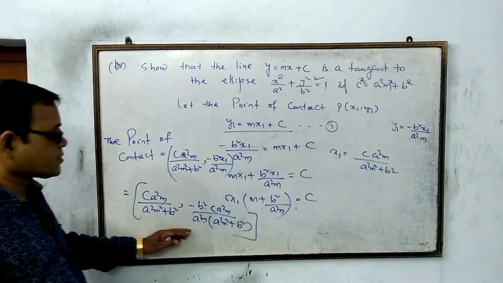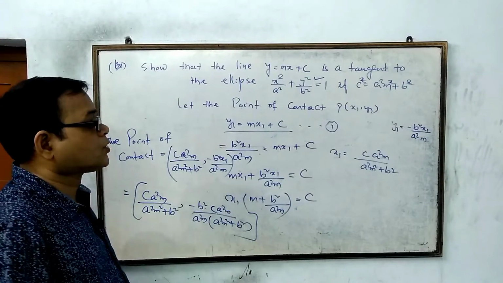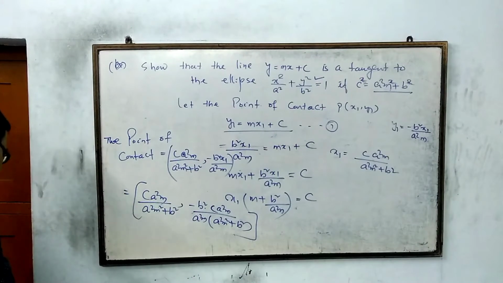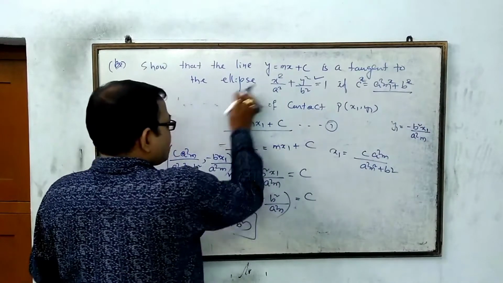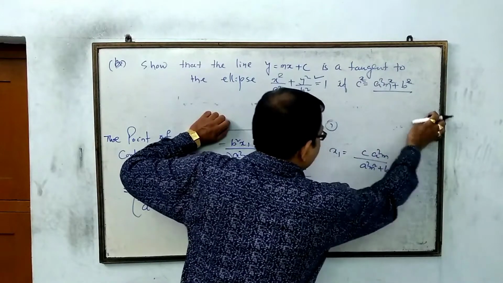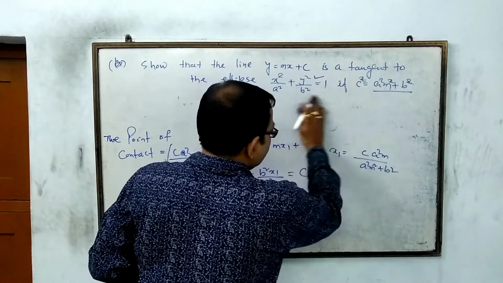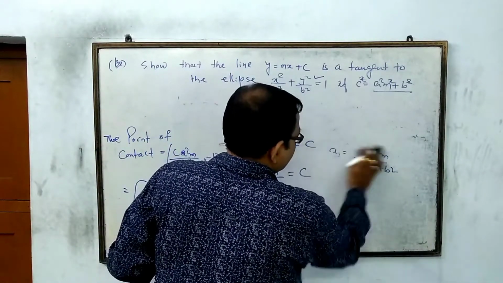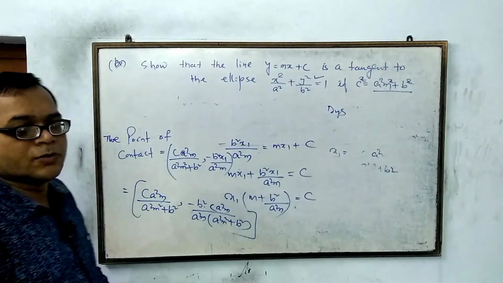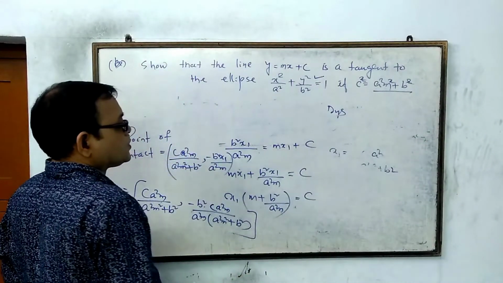Now replace this x1 and y1 in the equation 2, so that you will get c square equal to a square m square plus b square. Now you can replace x1 and y1 in the equation 2, then you will solve to get c square equal to a square m square plus b square. Do it yourself now. You will get the answer c square equal to a square m square plus b square. Okay.